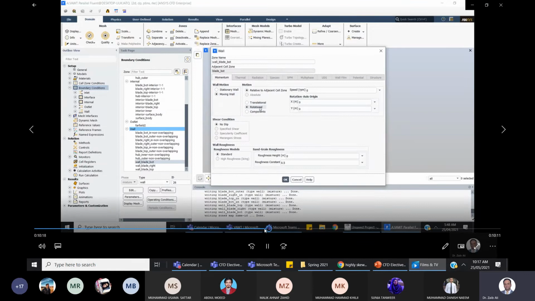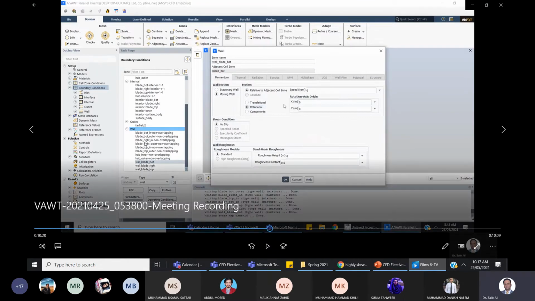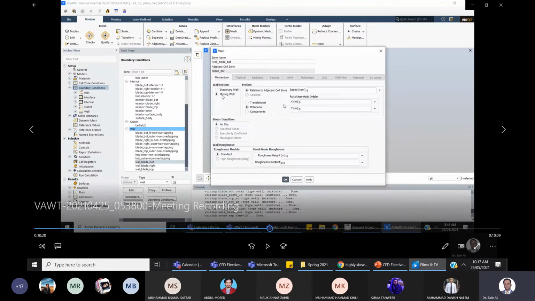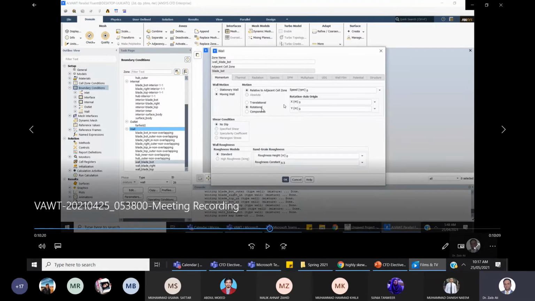So in that case, for the blade walls, you need to select the boundary type as wall, as expected. But instead of stationary wall, you need to mention moving wall over here, because the blade walls are also moving with the rotational velocity. And you need to give the rotational axis origin, which are the same coordinates we set for each blade zone in the cell zone conditions.